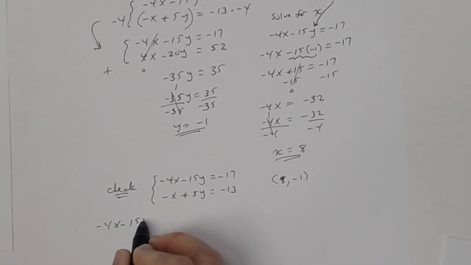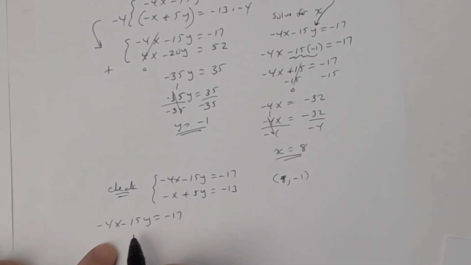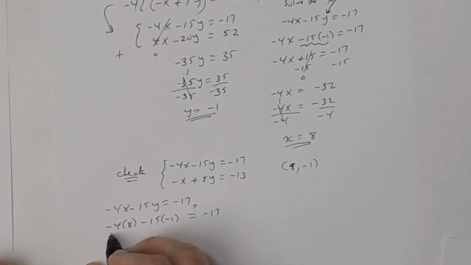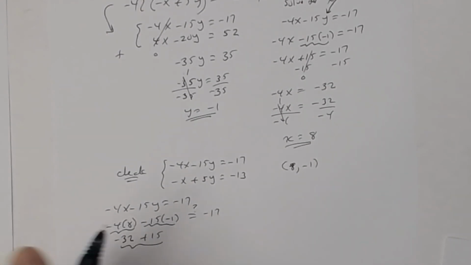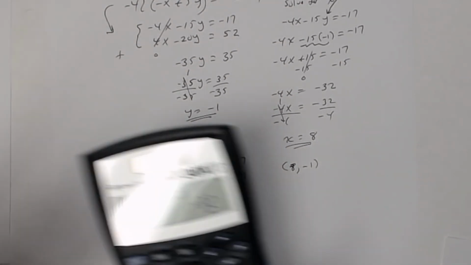Negative 4x minus 15y equals negative 17. So in place of x, I'll substitute 8, and in place of y, I'll substitute negative 1. So I get negative 4 times 8 minus 15 times negative 1, and I want to see if that's going to equal negative 17. Well, negative 4 times 8 is a negative 32. A negative 15 times a negative 1 is a positive 15. Negative 32 plus 15, use your calculator, you're going to see that's equal to negative 17.